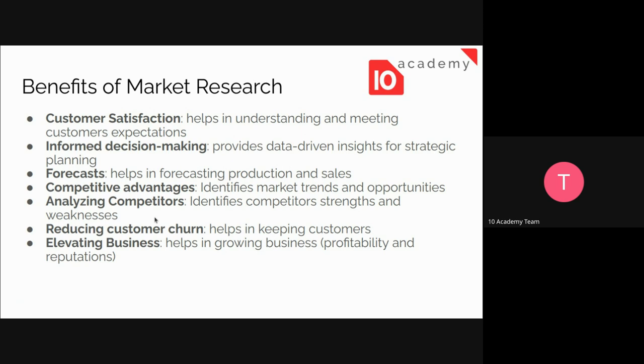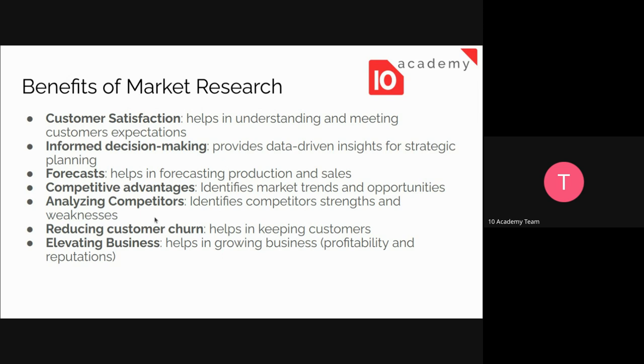And the last benefit from market research is we can grow our business, we can improve our profitability, our revenue, and the reputation of our business or our company. So those are the benefits of market research.